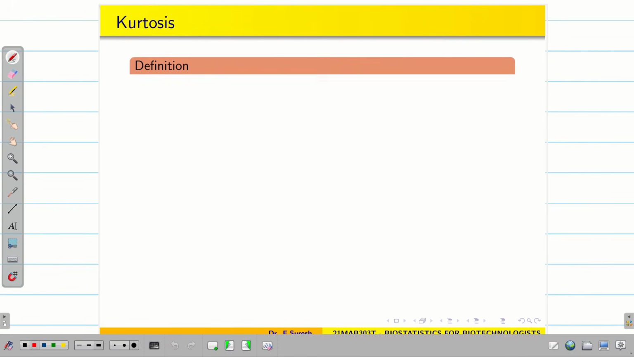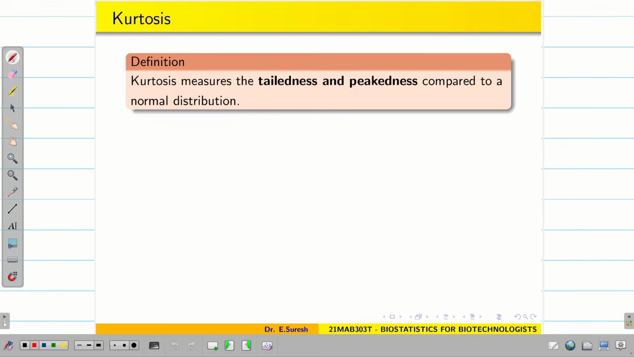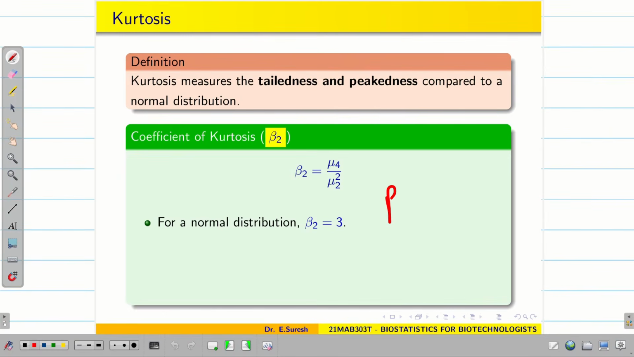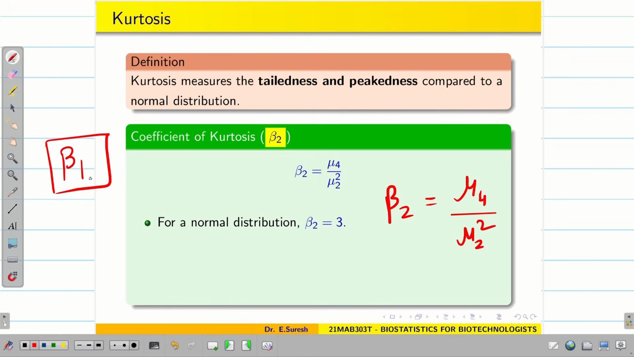Next, let us see what is meant by kurtosis. Kurtosis is a measure of tailedness and peakedness. The coefficient of kurtosis is denoted by the notation beta 2. To find beta 2, you need mu 4 and mu 2. In the beginning of this session, we said raw moments are building blocks of central moments. If you know raw moments, you can find central moments. From the central moments, we are finding the shape. First, we find the symmetry of the problem, that is skewness. Now, using mu 4 and mu 2, we are finding kurtosis.